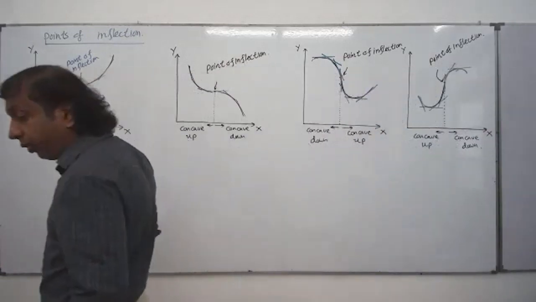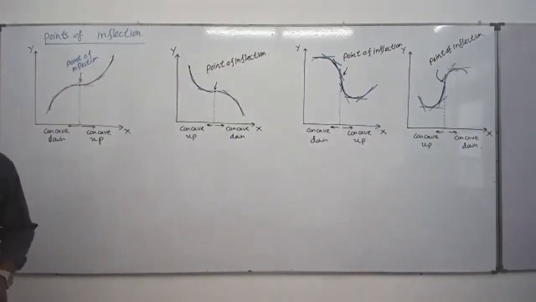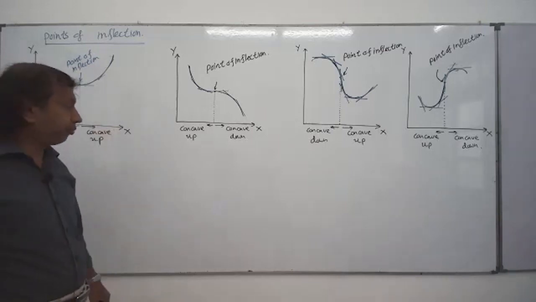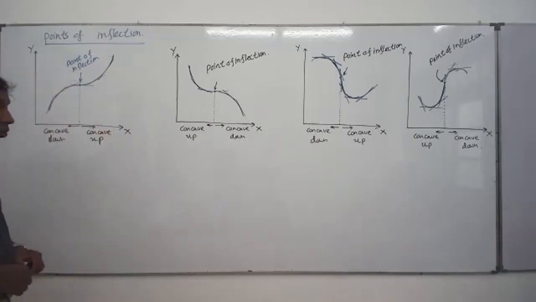But now I am going to construct another graph. I'm going to draw the graph of dy by dx against x. What do you mean by that? dy by dx means gradient, no, people?